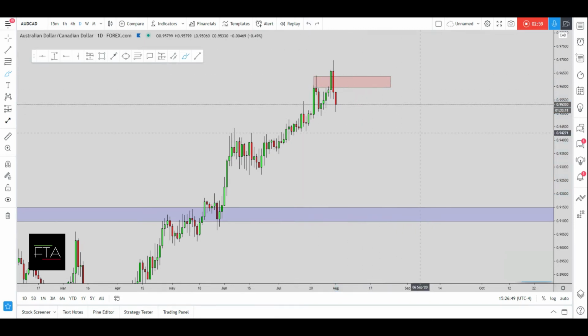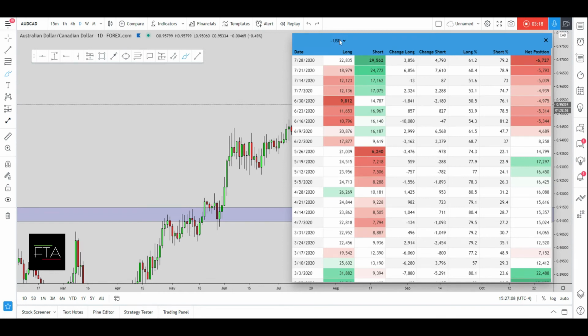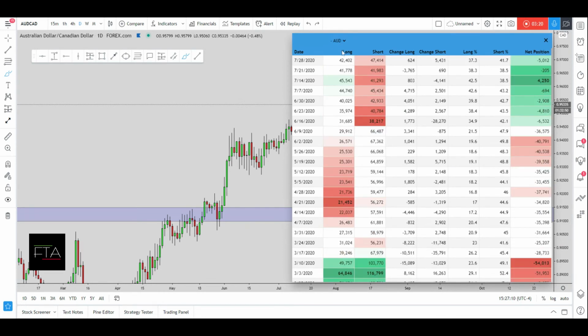Now, before I show you how we will be approaching this situation on AUD CAD with students, let's go and give a quick check at what we have from a COT perspective on the AUD and on the CAD. So what the biggest banks and institutions are currently doing on the Australian dollar and the Canadian dollar. Let's start from the Australian dollar. What kind of situation do we have?